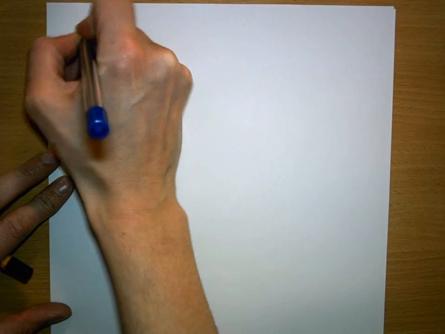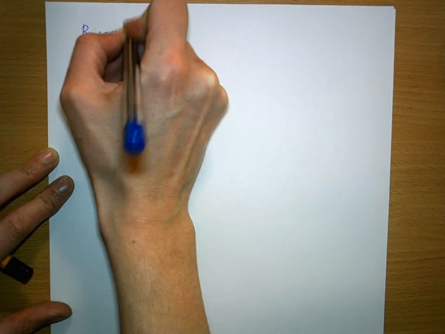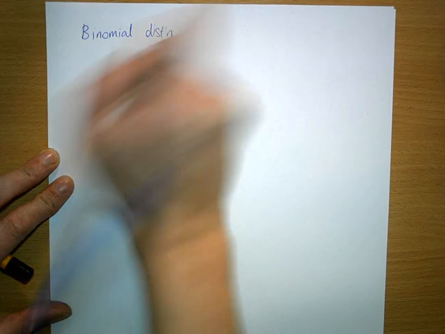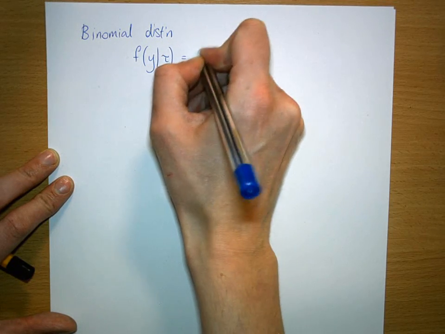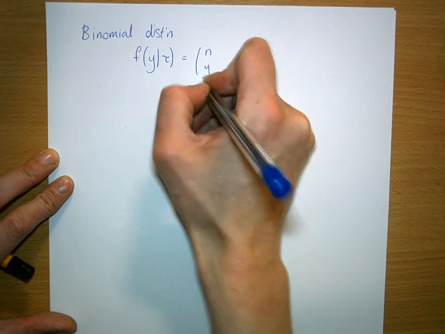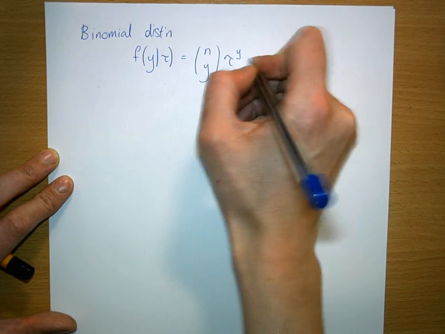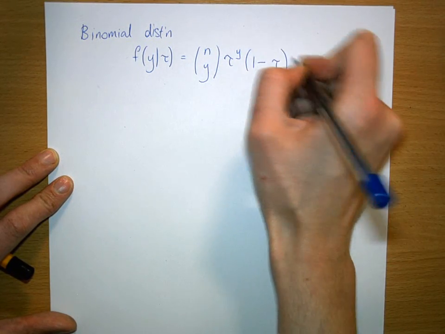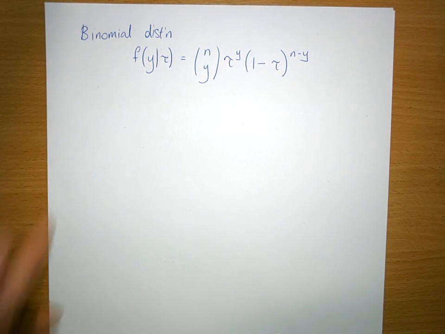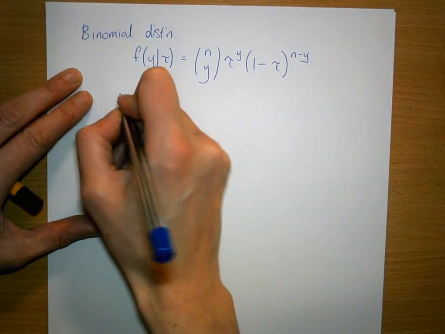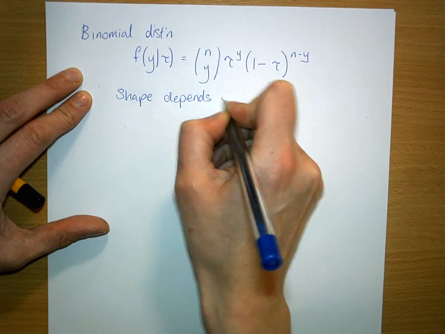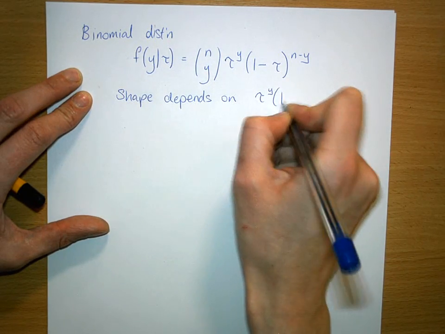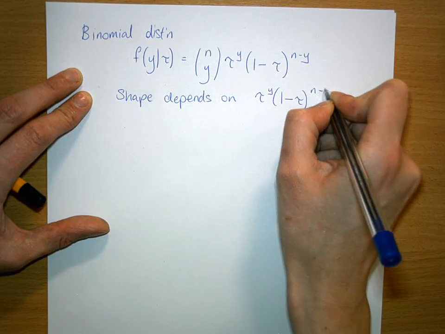Suppose you observe data that you know is going to be coming from a binomial distribution. So it has the form f of y given tau is equal to n choose y, tau to the y, 1 minus tau to the n minus y. The shape, you note, depends on tau to the y, 1 minus tau to the n minus y.